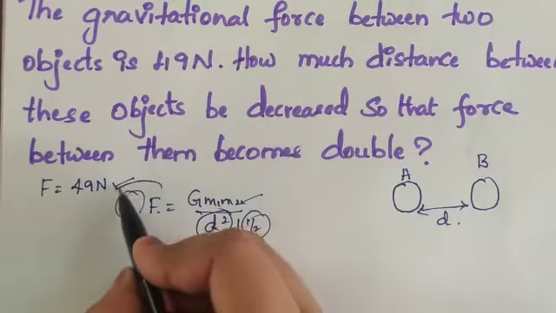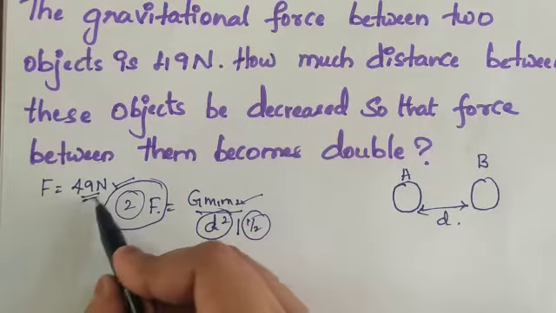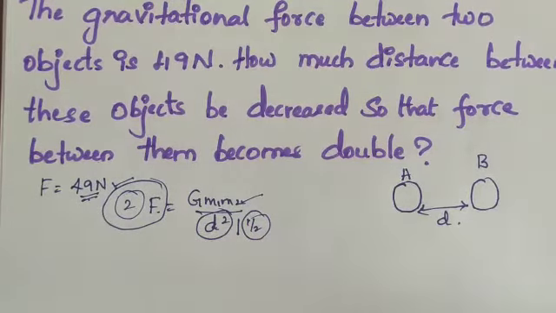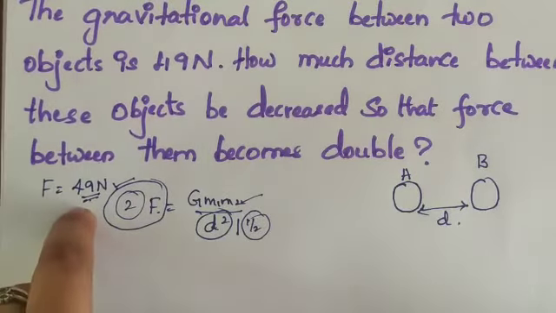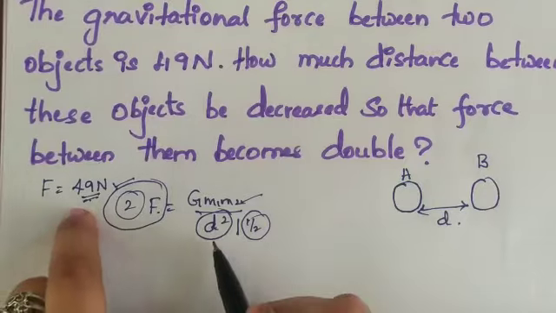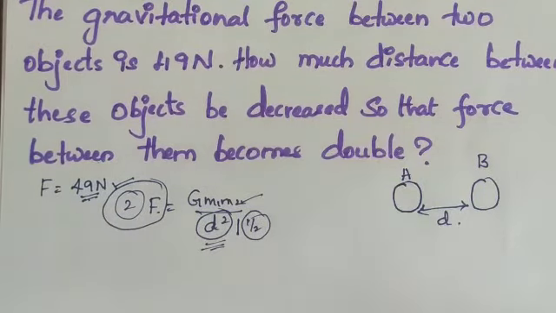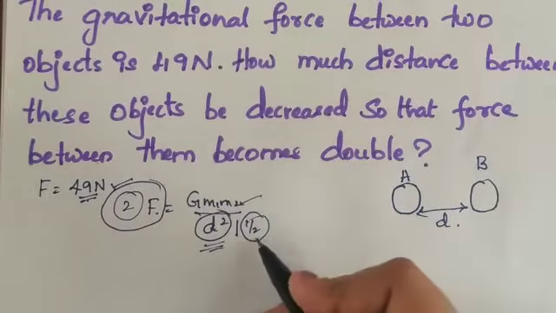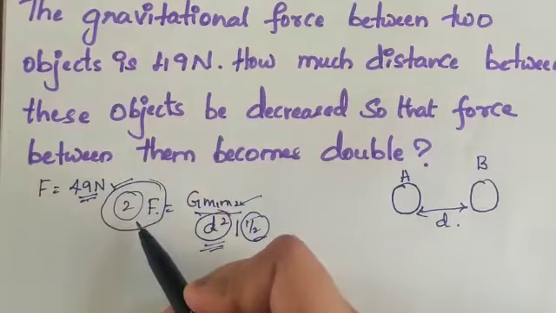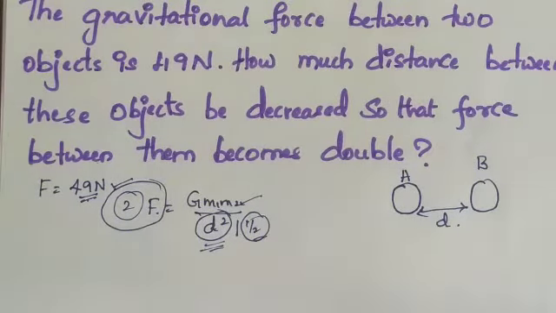I want the force to become double, that is 49 Newton should become double, 49 into 2, means 98 Newton. So how much should I reduce the distance? That is the question. You have to prove it. In maths you can say that you have to reduce it by half so that the force will become double, but you have to prove it by the formulas.